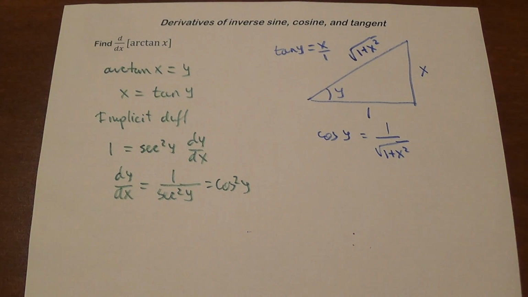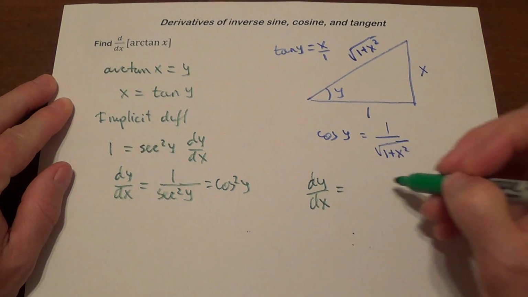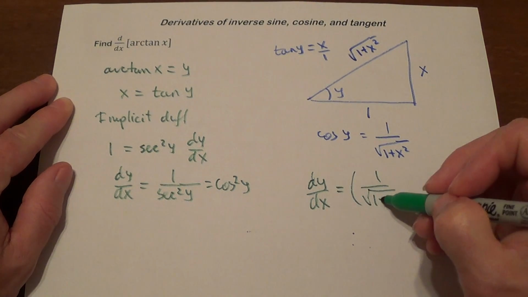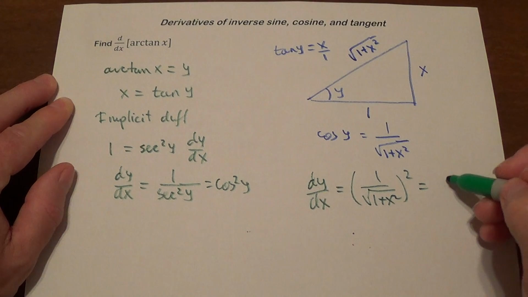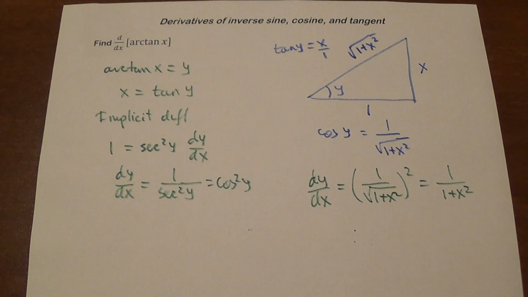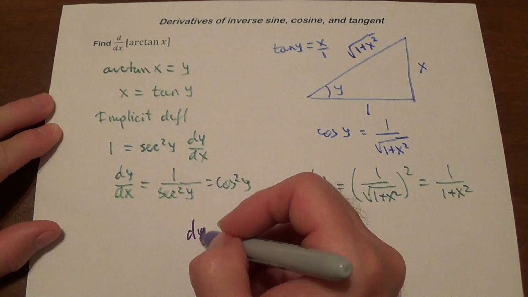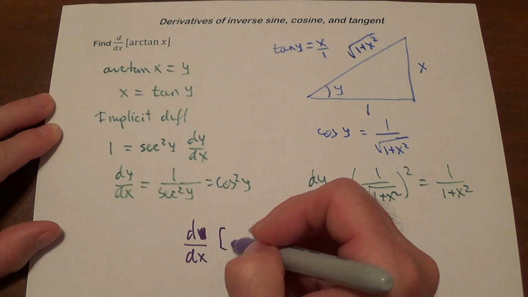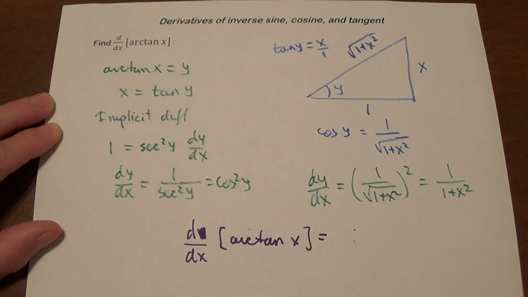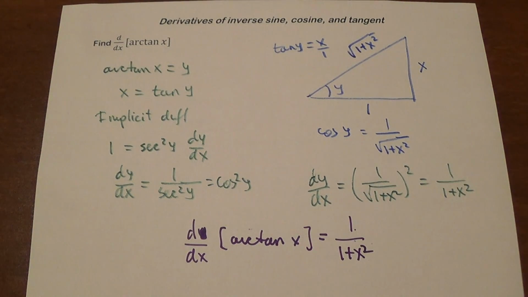right? So we're going to go back here, dy over dx equals this quantity squared, which is going to give you 1 over 1 plus x squared. And we summarize that by saying that d over dx of arctangent x is going to give us what? We have this formula here, so it's going to be 1 over 1 plus x squared. And this completes this lesson.